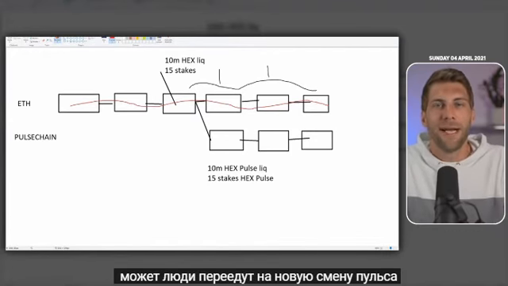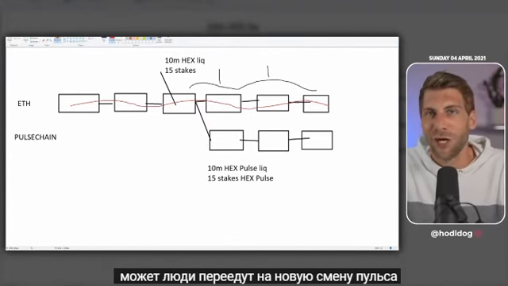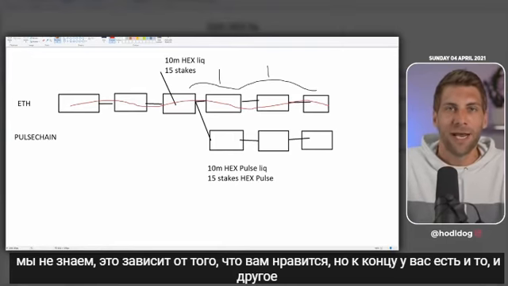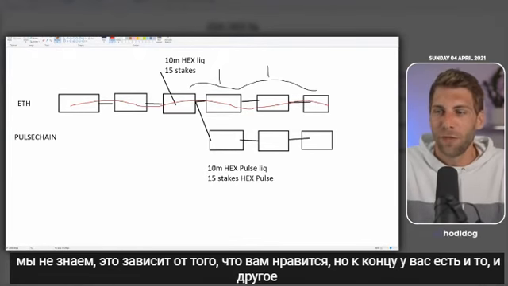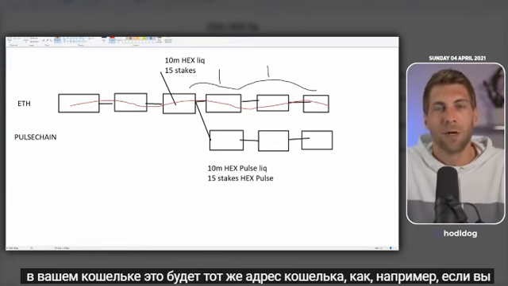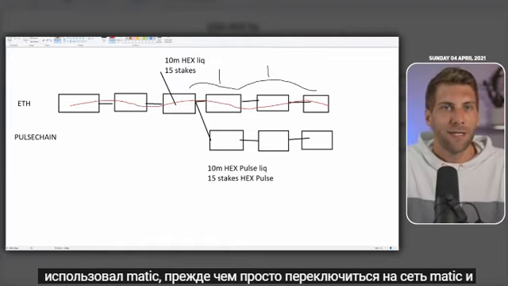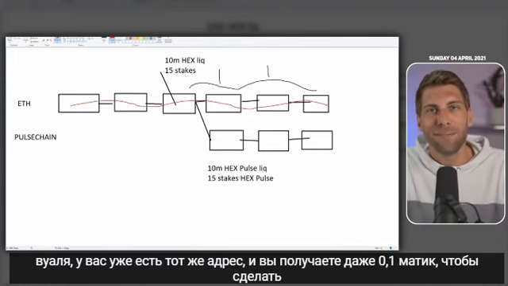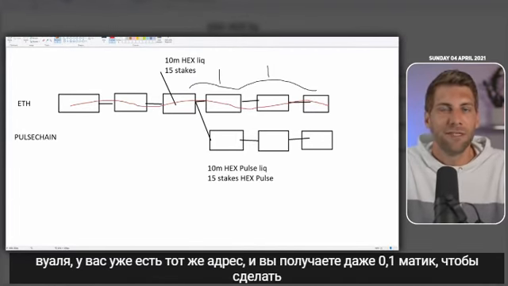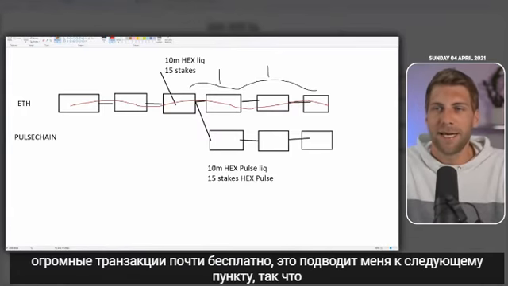Maybe people will migrate away to the new PulseChain. We don't know. It depends on what you like. But by the end, you have both in your wallet. It will be the same wallet address. For example, if you used Matic before, you just switch to the Matic network and voila, you already have the same address, and you receive even 0.1 Matic to do immense transactions almost for free.